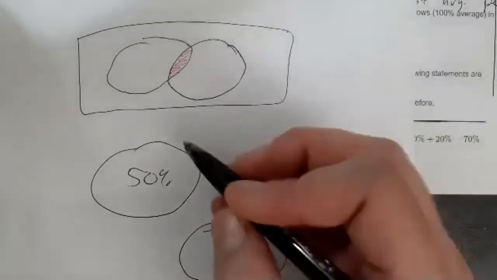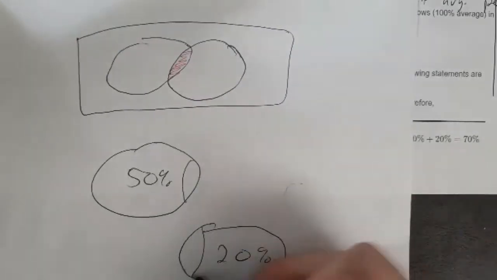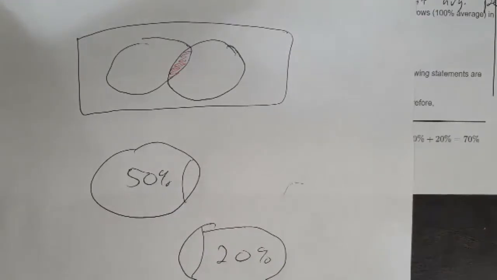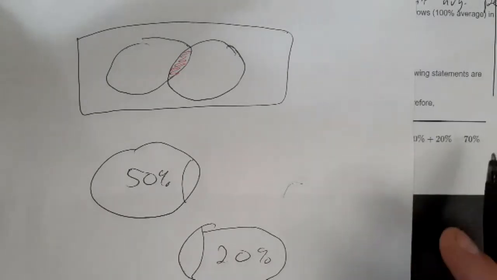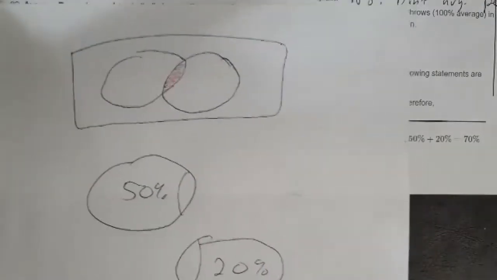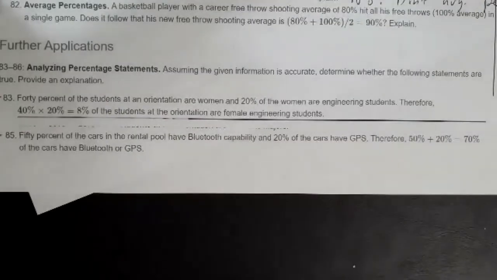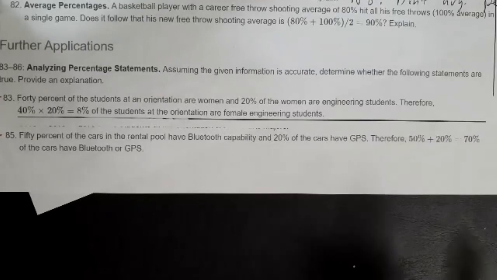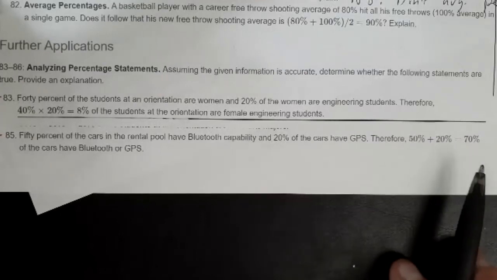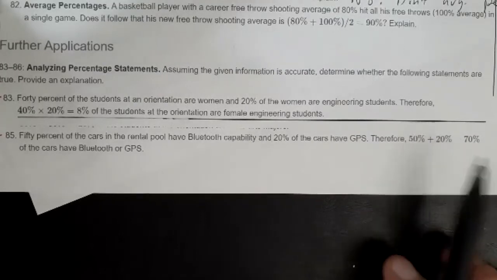Add these two up. There's this middle section, and I know we went briefly over it, but this middle section is going to end up getting counted twice. And so I actually have to subtract what's in the middle of those two things. It's not actually going to be as high as 70% because there's this overlap happening. There's cars that have both GPS and Bluetooth, and I'm not accounting for that here. So it should actually be less than 70%.